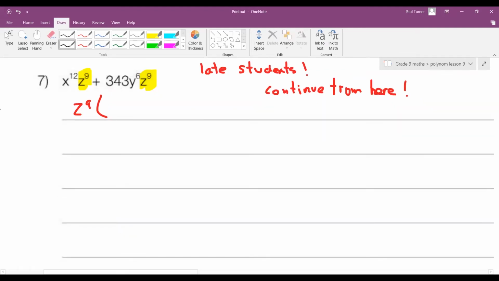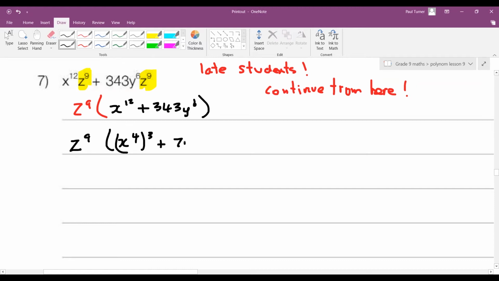Okay, I'll go through question 7. You can keep working if you want, but I'll do the solution here. So we're left with z^9 as the common factor, and x^12 plus 343 y^6. And now we'll make these powers of 3 to the cube power. x^4 cubed plus 7y squared cubed, like that. And then we'll use our rule here. So this is a cubed plus b cubed here.